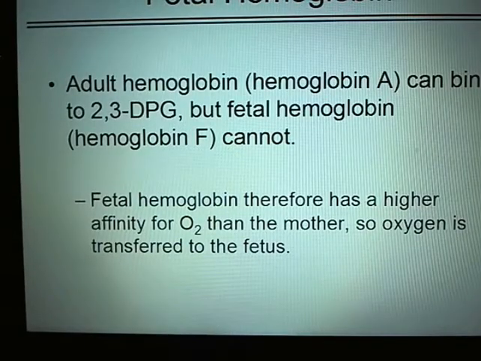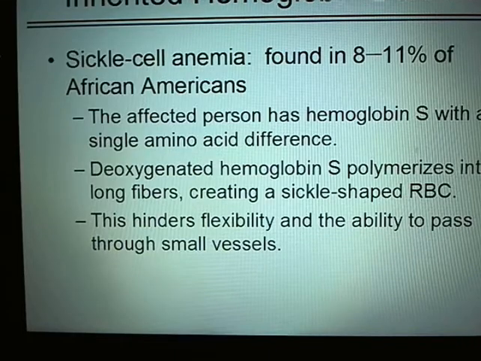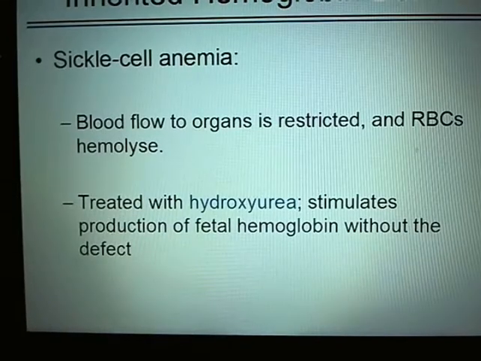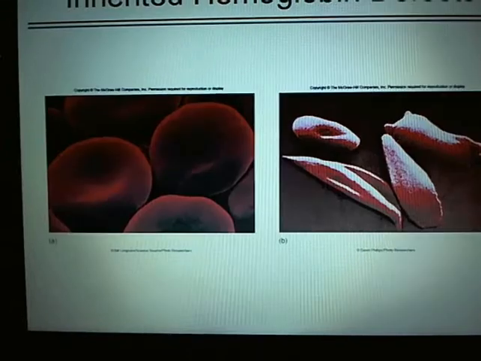Fetal hemoglobin is different. It binds with a different affinity, so it transfers more oxygen to the fetus. Sickle cell is a different type of hemoglobin, an S hemoglobin, deoxygenated. The cells are different, and this hinders their ability to pass into the vessels. One thing with sickle cell, it does prevent or minimize the effect of some types of malaria.